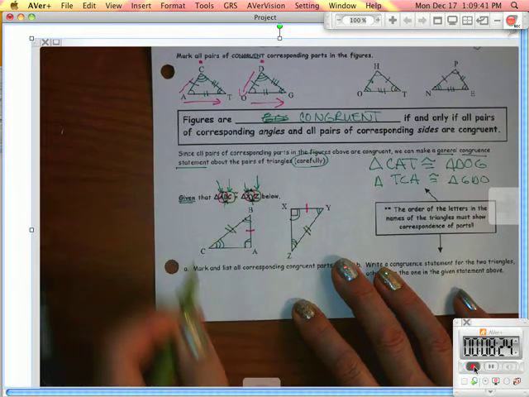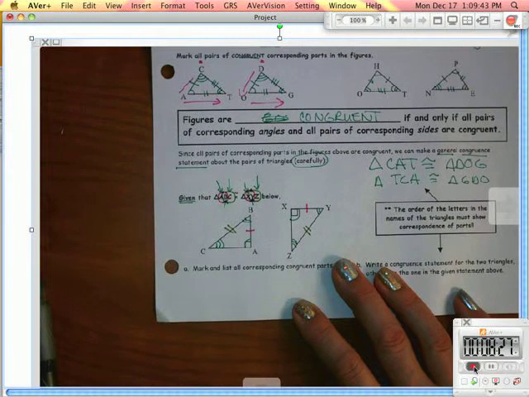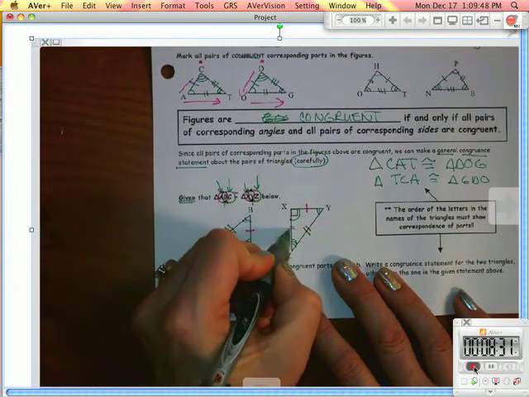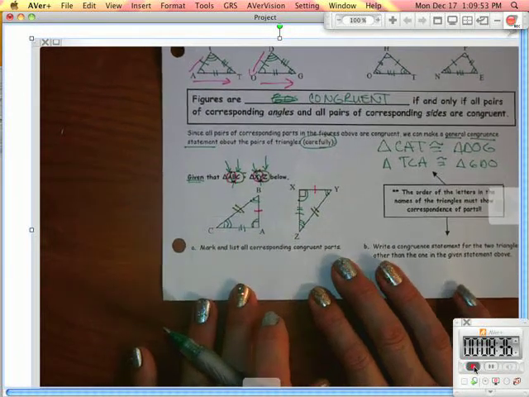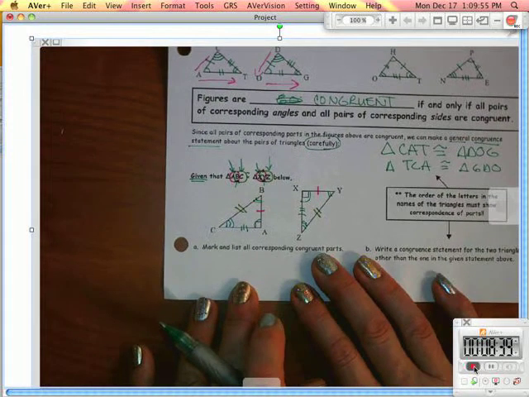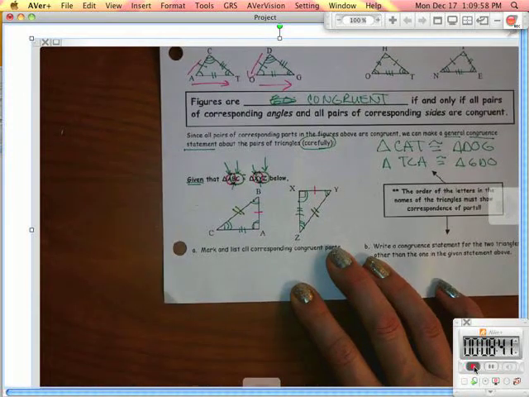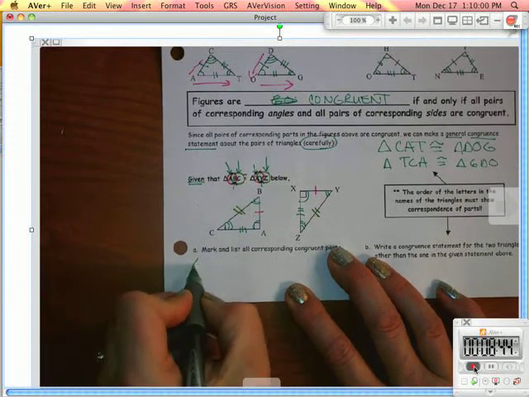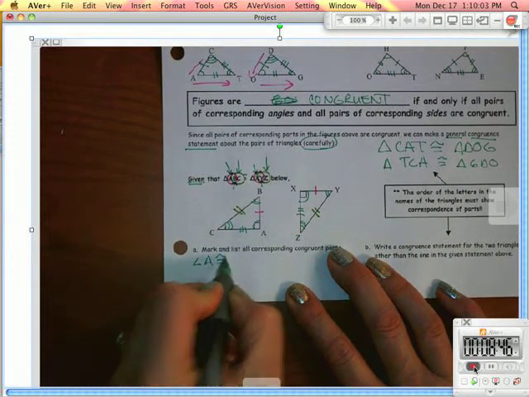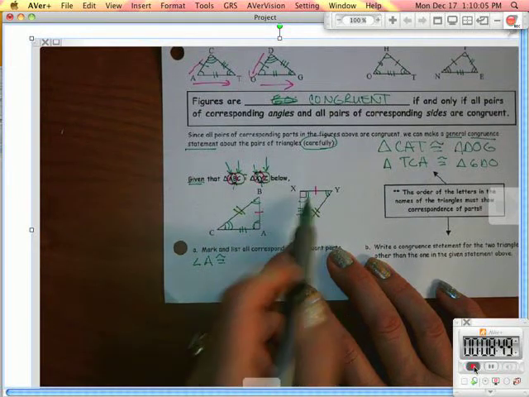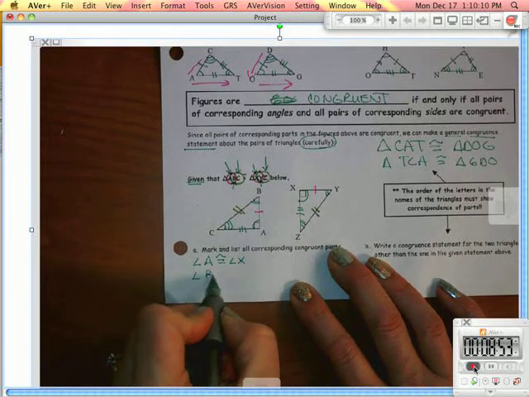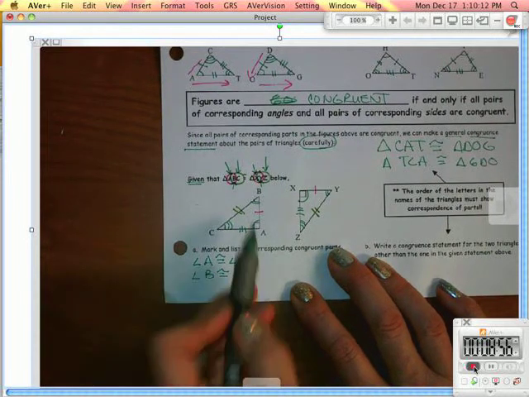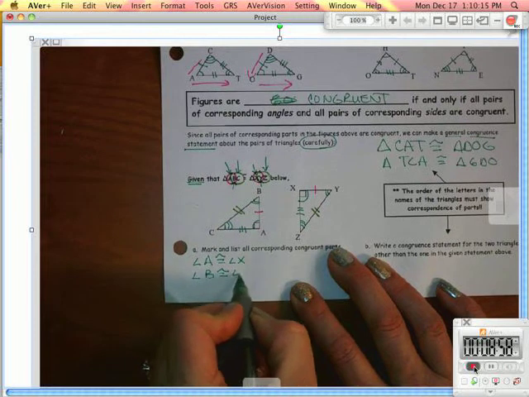Okay, naming. Naming is important. So now it says mark and list all corresponding congruent parts. Well, we've already labeled it all, so just need to write it out. Angle A is congruent to what angle? Look at your picture. Angle X. Angle B is congruent, look at your picture, to angle Y. You got to write it out. Get used to it. In this chapter, you will be writing. Angle C is congruent to angle Z.